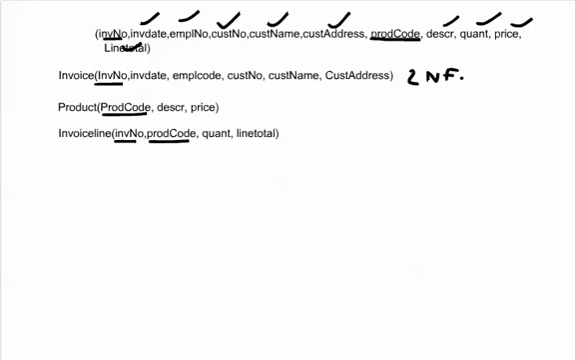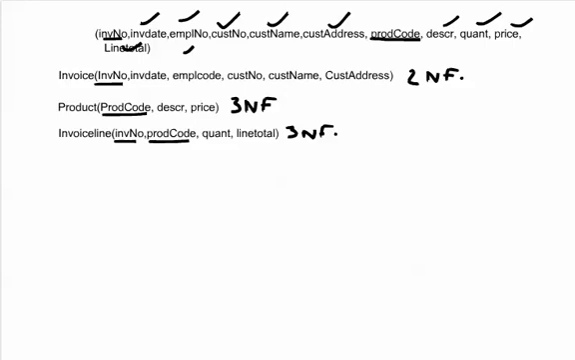Product. In which normal form do you think product is? That is in third normal form. There are no partial dependencies and no transitive dependencies. Invoice line. In which normal form is invoice line? Also in third normal form.